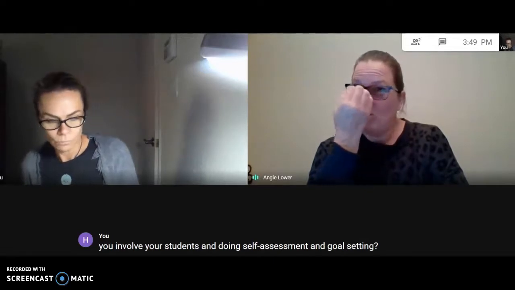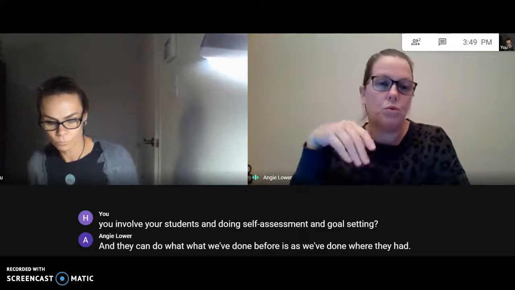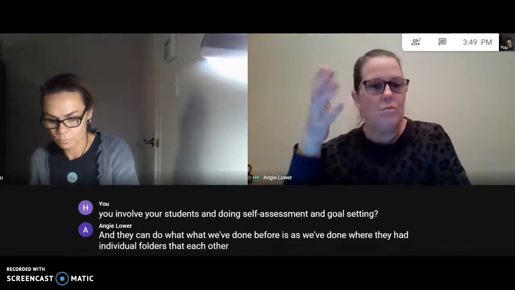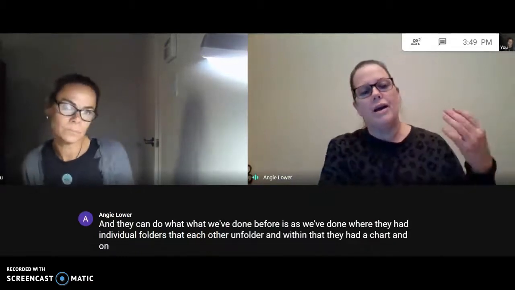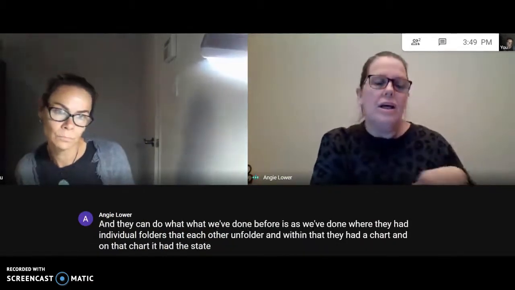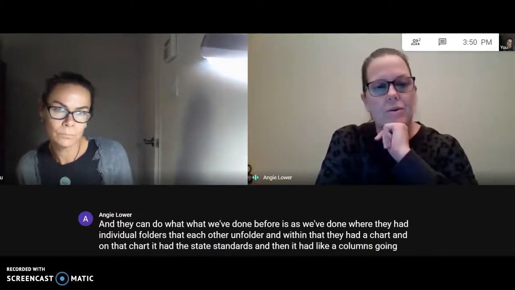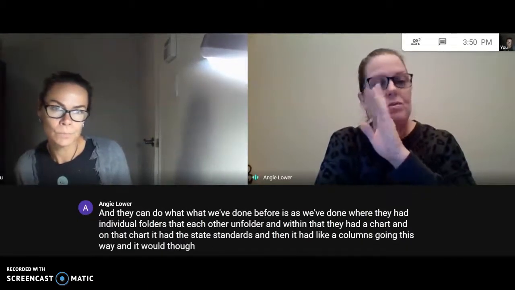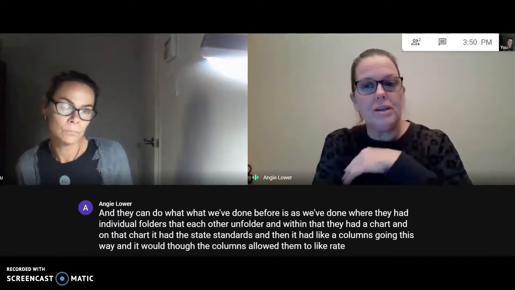What we've done before is they had individual folders. They each had their own folder, and within that, they had a chart. On that chart, it had the state standards, and then it had columns going this way. The columns allowed them to rate themselves on their understanding of those standards.